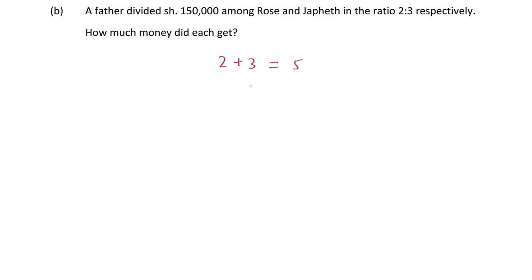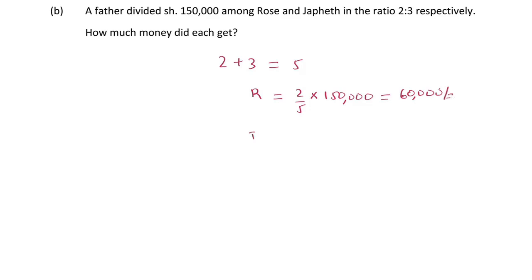Okay, so now for Rose we are going to take 2/5 times 150,000, of which after solving this we get shillings 60,000.